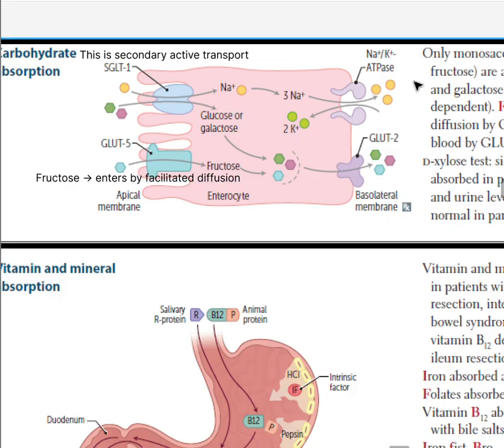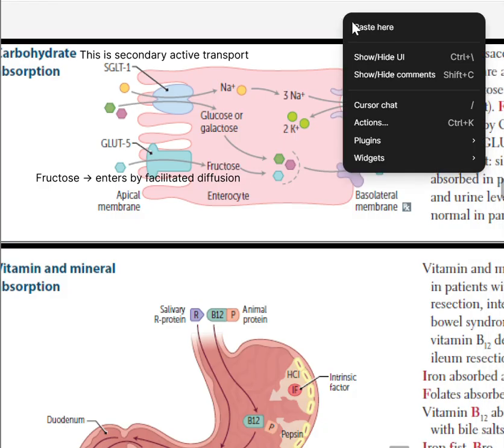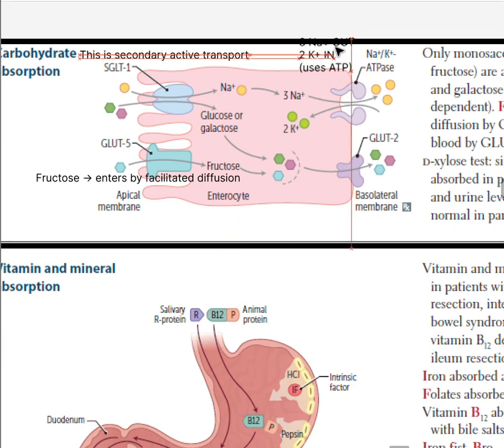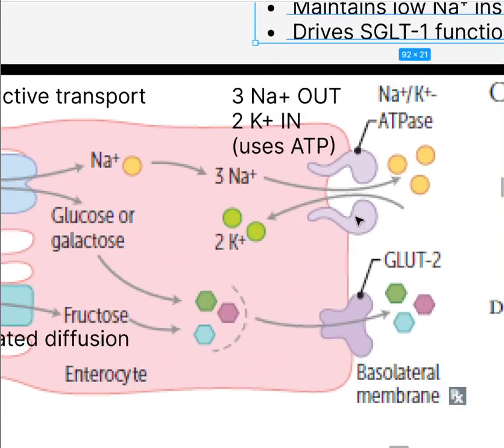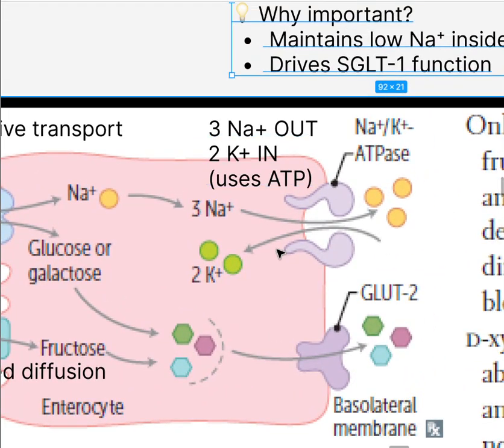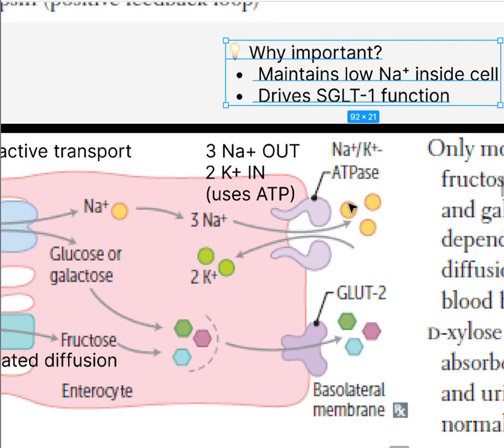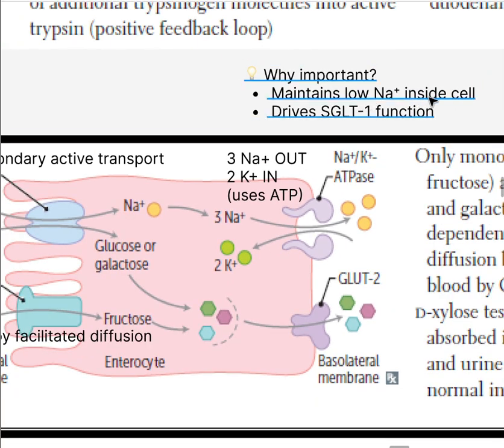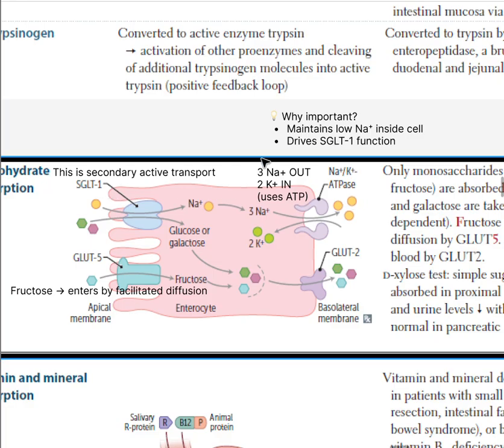Now, the engine of sodium potassium ATPase is important. Why is this important? The sodium potassium ATPase engine takes three sodiums out in exchange for two potassiums inside. This is an ATP dependent mechanism. This sodium potassium ATPase takes three sodiums out and gets two potassiums inside. And why is this important? It maintains low sodium inside the cell and it drives the SGLT1 function because the SGLT1 is dependent on sodium. So this sodium potassium ATPase drives this function, right?